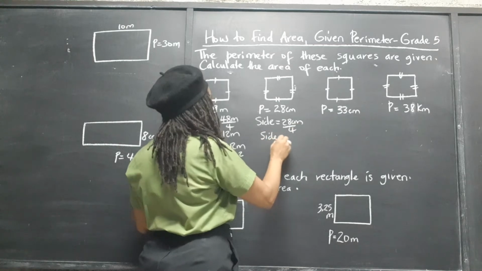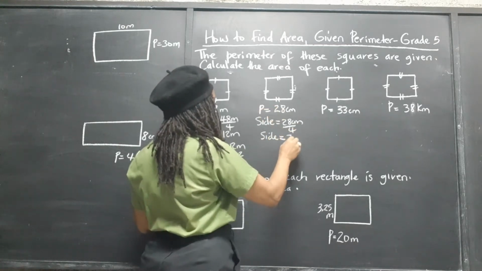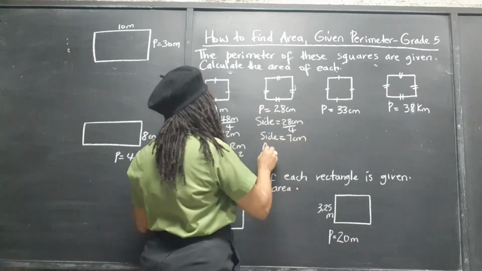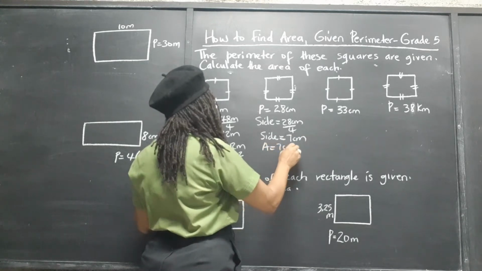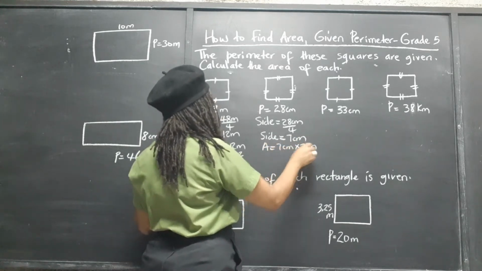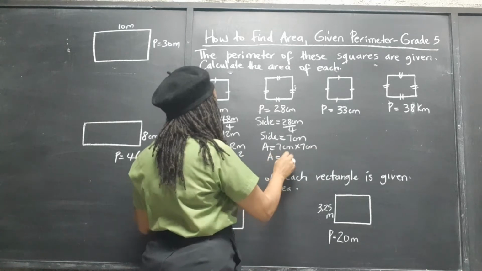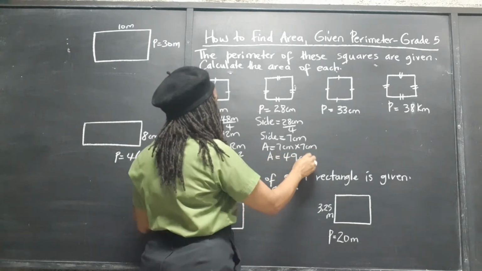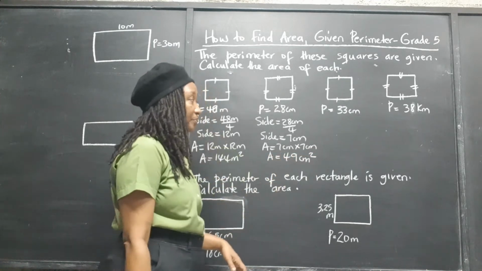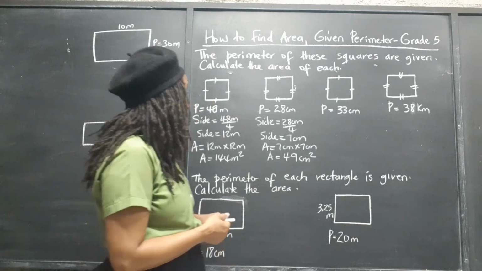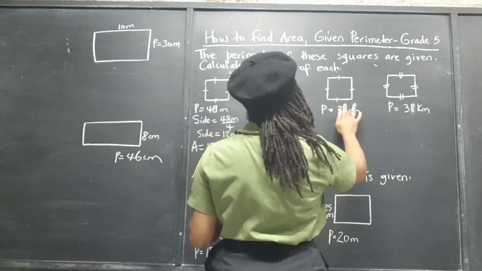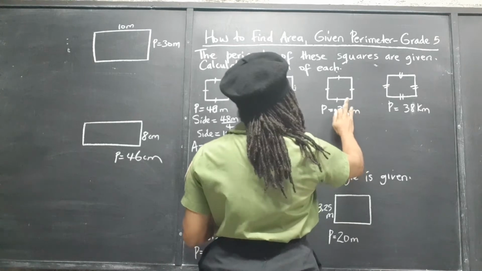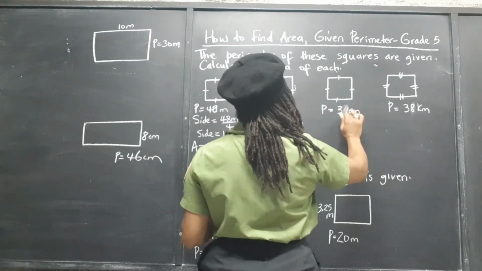So the side of this square is 7. So the area is side times itself, side times side. 7 times 7, that's 49 centimeters squared. Again, we have, sorry, this should be 36, oh, 33, it's okay.